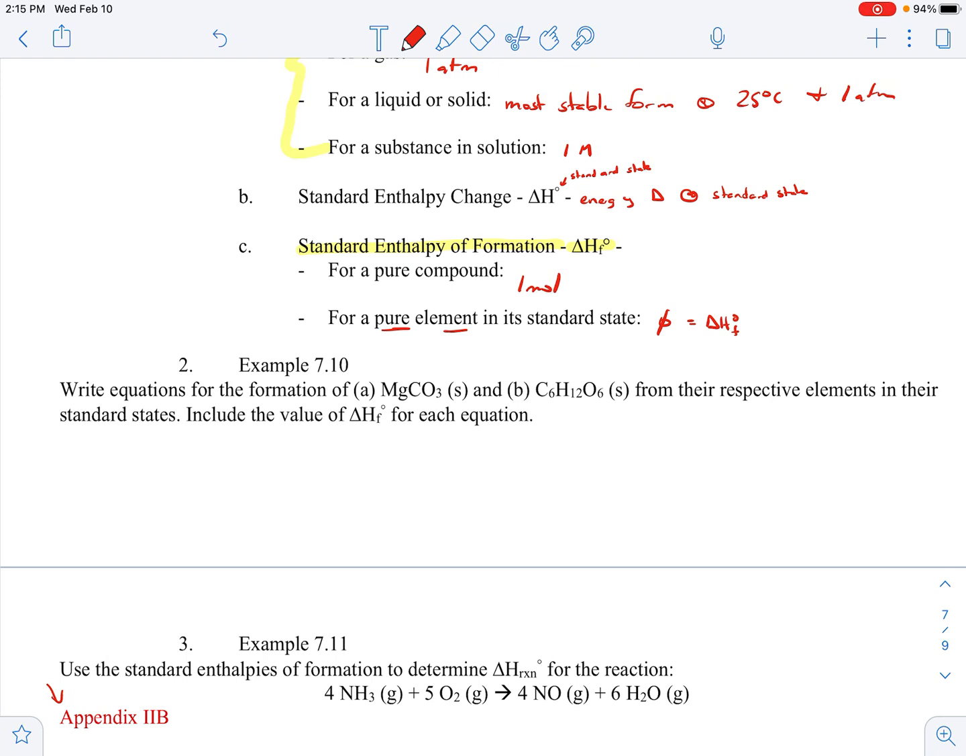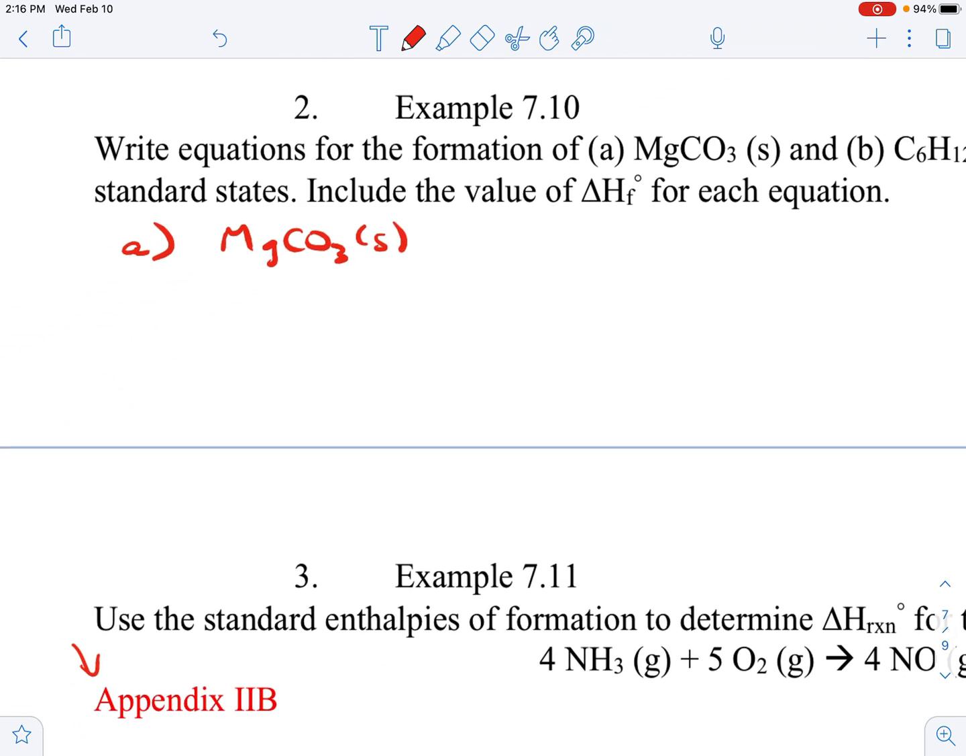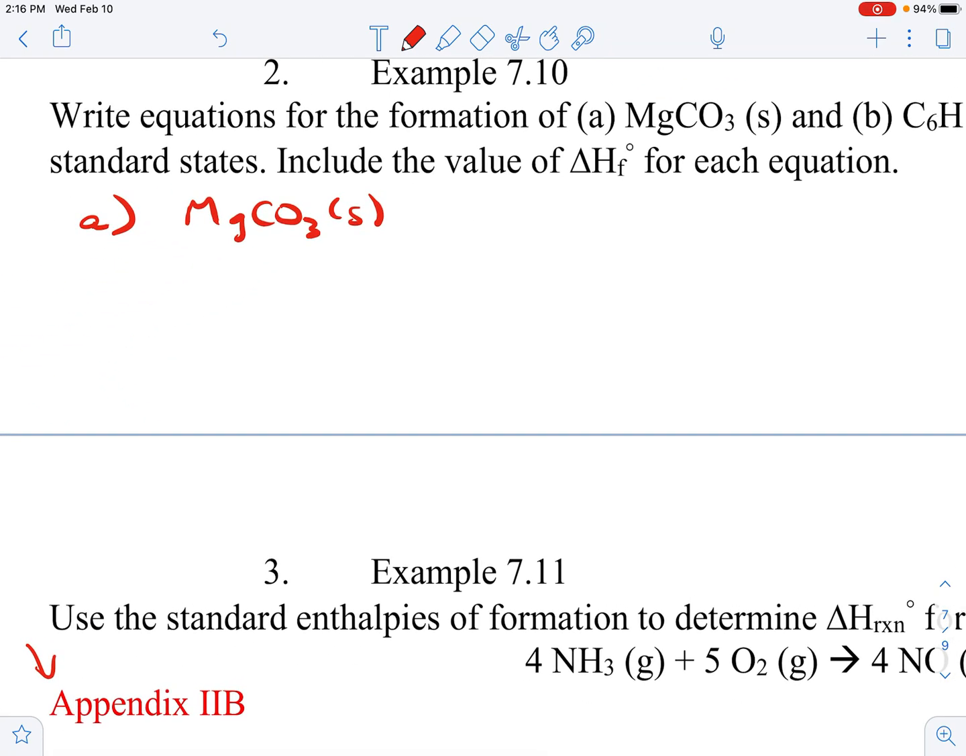So let's start off with this part. We're trying to form it, so we look at the elements in their standard state. We're looking at A here. We're trying to form MgCO3, solid. Again, states are important. So what elements make that up? Well, we start with Mg, and Mg solid. Then we add carbon. We have to be specific on carbon, because what is carbon's standard state? There's quite a few: we've got graphite, diamonds, Buckminsterfullerenes. So we're going to say graphite here, because that's its most stable state and the one we most find.